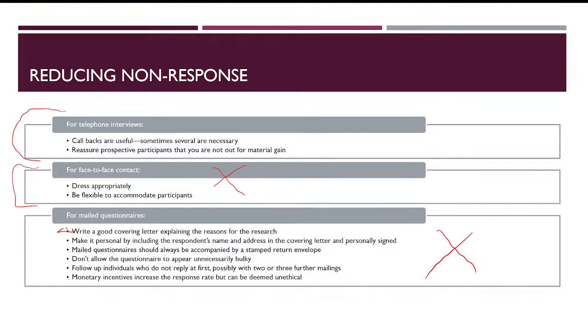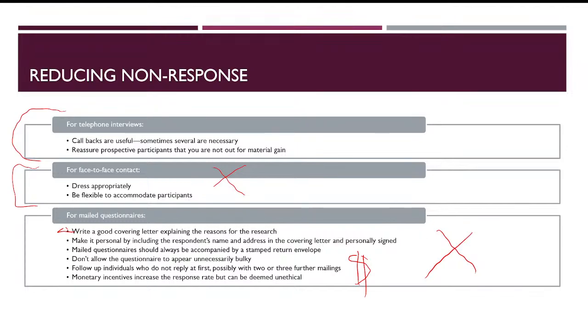Don't allow the questionnaire to be too bulky. If the envelope's too thick, people will just throw it away. It seems daunting. That's why now if someone's sending something out in the mail, it has a QR code and directs them to a website. And you might have to send 2 or 3 further mailings, which again just adds to the cost.